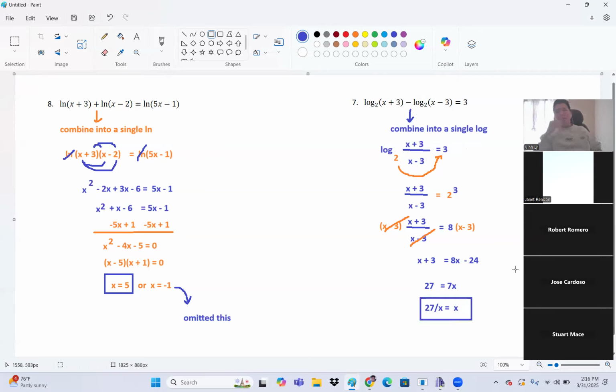Well, this is not too bad. We simply have to combine them into a single log, and then move the base to the right, and then simplify the terms. Any question?